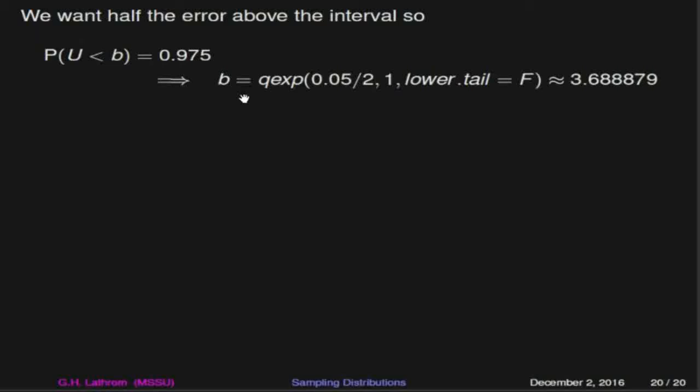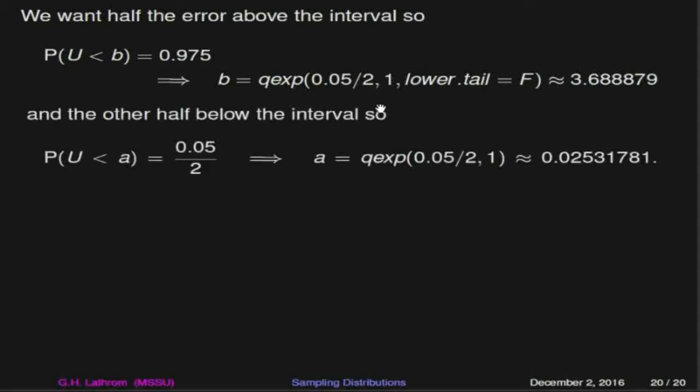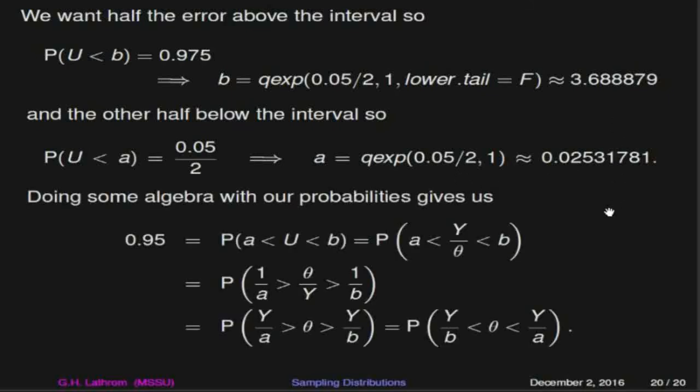So going over to R, we can find the upper bound with the qexp function. We can find the lower bound also with the qexp function. And so if we then do some algebra on there, flip both sides, change the direction of the inequality, we get an interval of y value from our experiment over b for our lower bound, and y over a for our upper bound, and we've got 95% confidence that our parameter theta is going to be in those particular values.